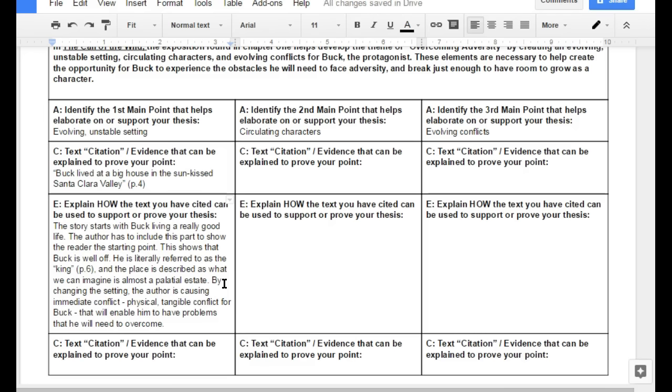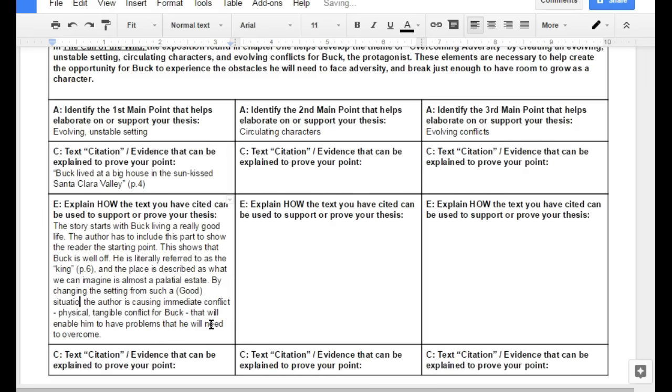Ta-da! And I might even say changing the setting from such a good, that's not a great word, situation. The author is causing immediate conflict, physical, tangible conflict for Buck that will enable him to have problems that he needs to overcome, or will need to overcome.